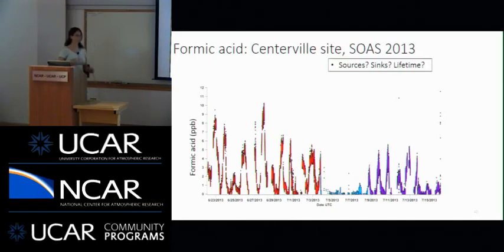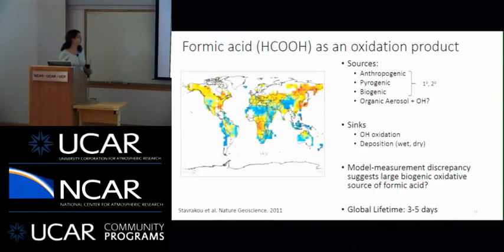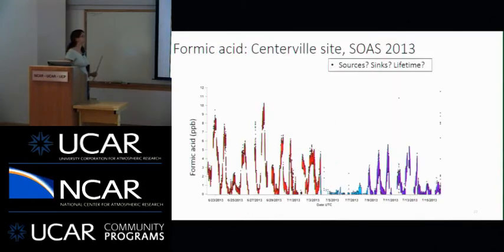And there are a few things that we wanted to think about. So as I say, it seemed like a simple problem for us to go after, to look at the sources and the sinks and think about the lifetime. But there's a problem, and you should already be able to see the problem. And that is this last point here. Globally, at least, formic acid is thought to have a lifetime of 3 to 5 days. So the global, not the regional or local lifetime, in this data set is very clearly not 3 to 5 days.